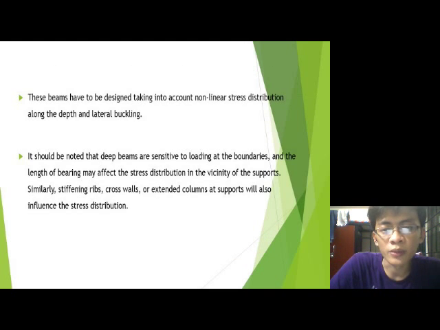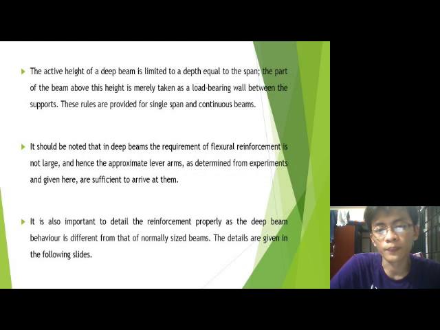These beams have been designed taking into account the nonlinear distribution along the depth and lateral buckling. It should be noted that the beams are sensitive to loading at the boundaries, and the length of bearing may affect the stress distribution in the vicinity of the support. Similarly, stiffening ribs, cross walls, or extended columns as support will be influenced by the stress distribution.